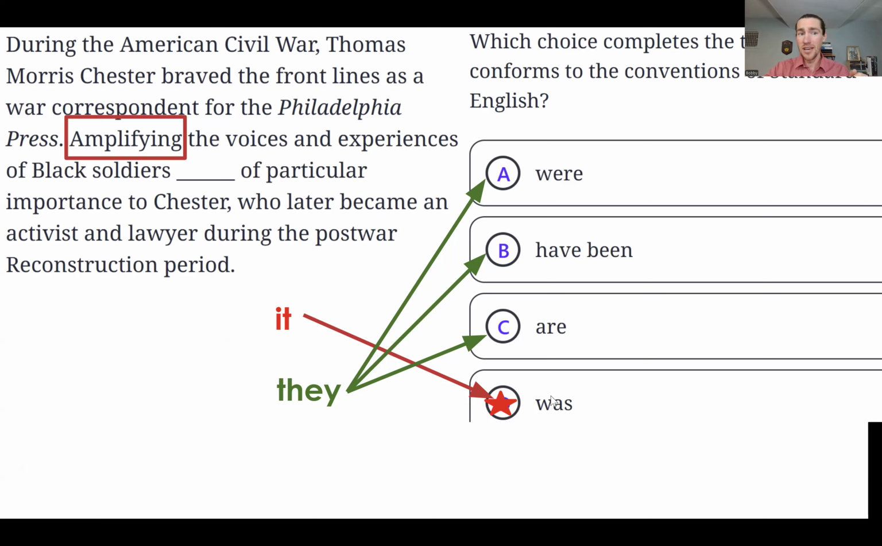Amplifying was. It's tougher to do that with an ing subject, but you could do something a little bit more familiar, like maybe playing soccer. Would you say playing soccer are my favorite activity or playing soccer is my favorite activity? We would use a singular verb if our subject was the word playing. And it's the same thing here with this ing word, amplifying. We would also count that as a singular subject and use a singular conjugated form of the verb. I think it's easier to use the it and they trick, so let's try it again on another example.